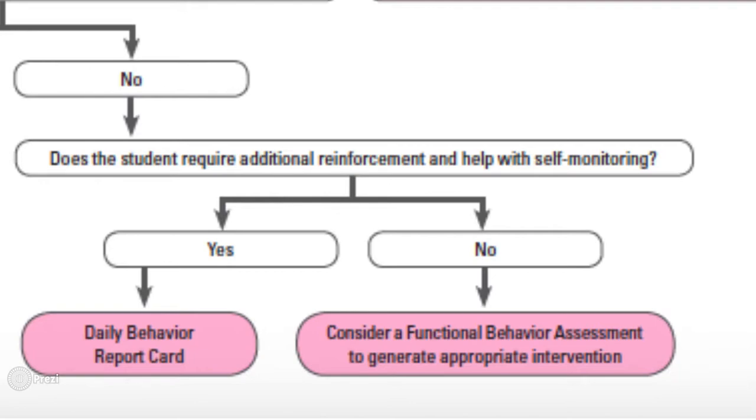And if the answer is no, we've kind of ruled out the adult attention. We've ruled out that the student doesn't need more instruction specifically on the behaviors to exhibit, and they don't require additional reinforcement. Then that's the time when we want to go to this 4th and final step, which is considering a more individualized or more explicit functional behavior assessment to generate the appropriate intervention for that student.